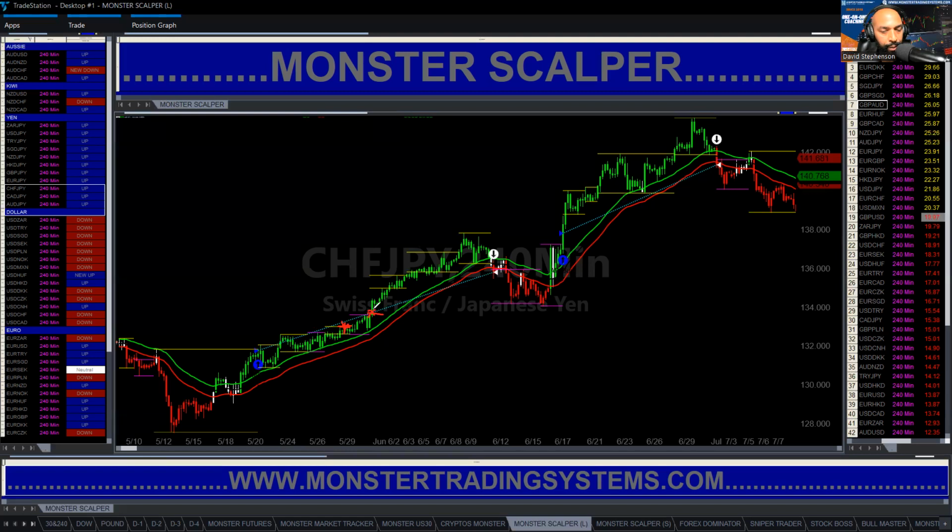Reaccumulation. Remember, as the price goes up, we can continue to reaccumulate. Reaccumulation right here, reaccumulation right here. Price broke support right here. Sellers came in. We have a red candle here. What's this phase right here?